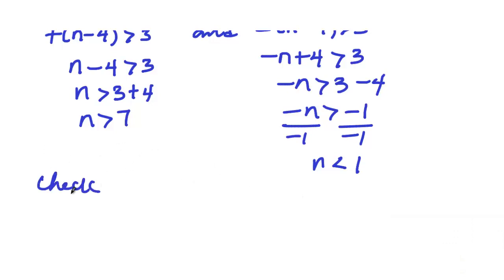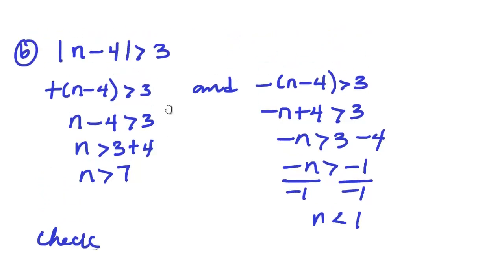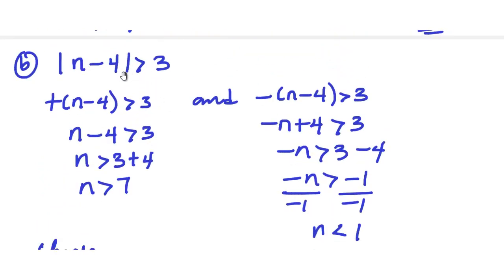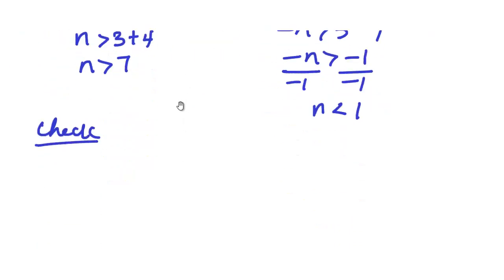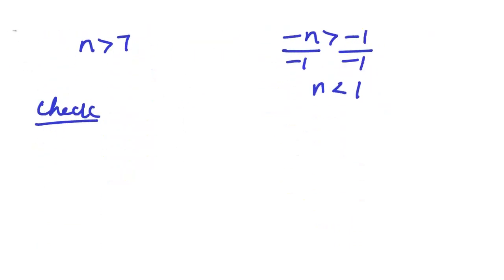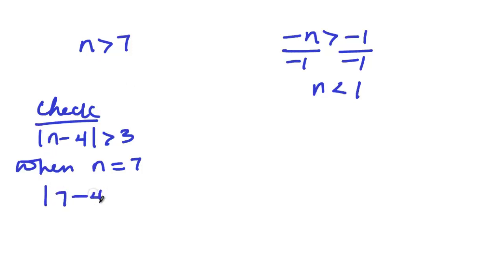So if we check this particular problem, we have the absolute value of n minus 4 is greater than 3. So when n is equal to 7, basically greater than 7 anyway, we have 7 minus 4 is greater than 3. 7 minus 4 is 3. 3 is greater than.